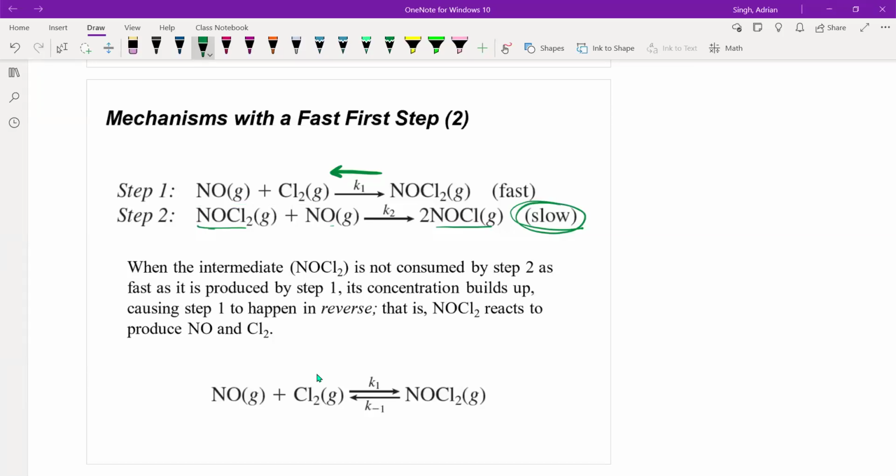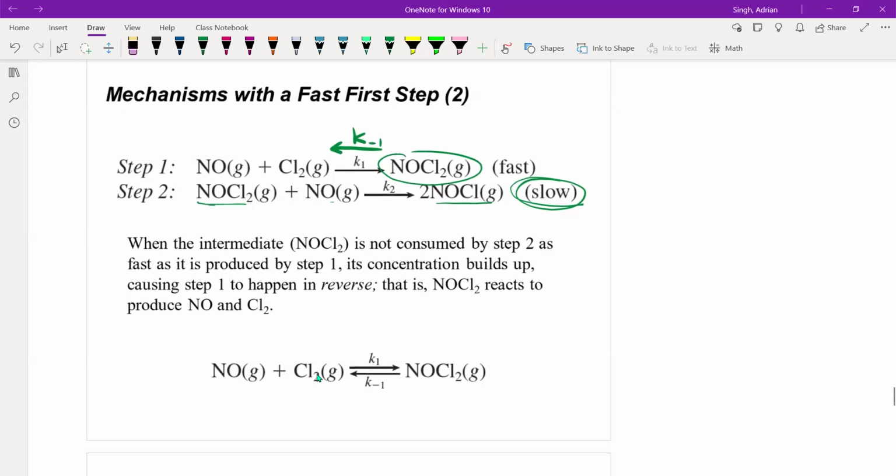And we can have a rate constant associated with that, which is now K to the opposite sign of 1, which would be K minus 1. And that tells us that process is happening as well, because the concentration of the NOCl2, this intermediate, builds up. It can't be used up as quickly in the next step because the next step is slow. So it starts to break back down into the original reactants NO and Cl2. So this occurs, and this is what we need to now invoke to help explain what's going on with reactions that have a fast first step.